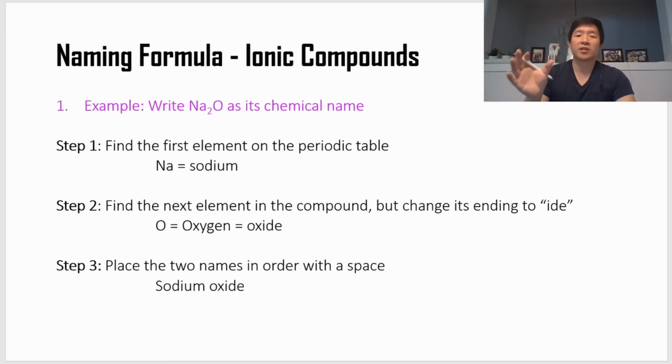But remember, because it's at the end of the name, we're going to change the ending to an -ide. So usually we keep the first syllable and then we add -ide. So for oxygen, oxygen becomes oxide. And then we're just going to place the two names in order with a space. So we have sodium oxide.